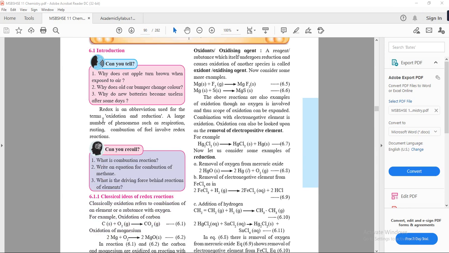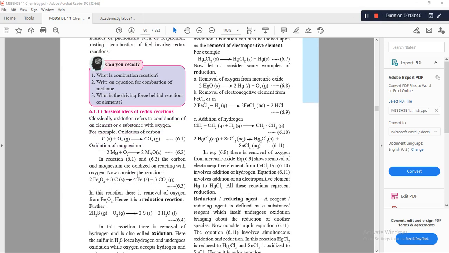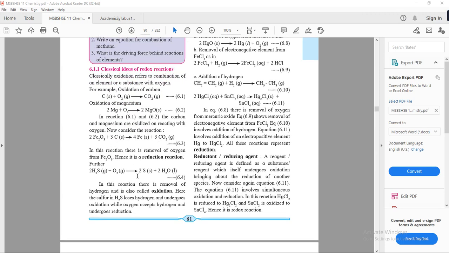Redox reaction involves two reactions, oxidation reaction and reduction reaction. So how will you define oxidation and reduction? There are two or three definitions for oxidation and also for reduction reaction. Now what is oxidation? Here you can see the examples.